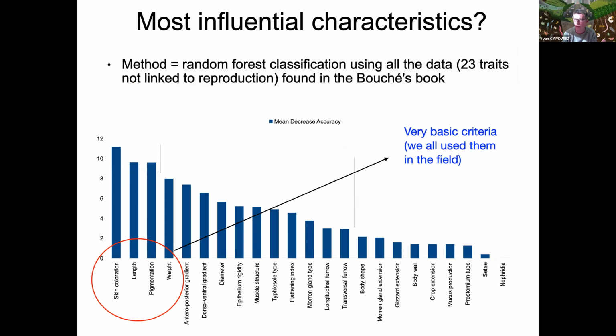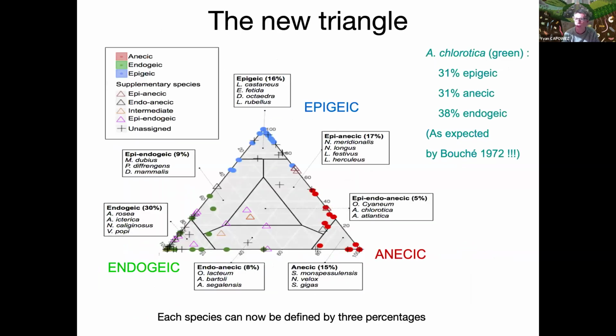And if you are used to earthworms, and if you sample them in the field, this is something we all use in the field to try to assign the earthworms we see to ecological categories. Is it a big, large, dark earthworm or not? Something like that. Using these techniques, it was quite easy for us to locate all the species Boucher described on a new triangle, as you can see here.